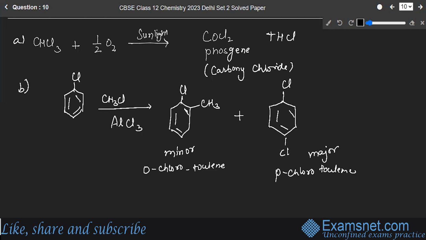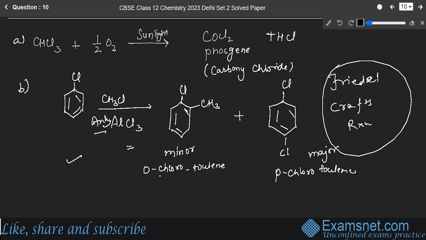Major. So reaction of chlorobenzene with CH3Cl in the presence of anhydrous aluminum chloride gives ortho and para-chlorotoluene as the product, and this is known as Friedel-Crafts reaction. Hope you are clear with this. Let's move to the next question.